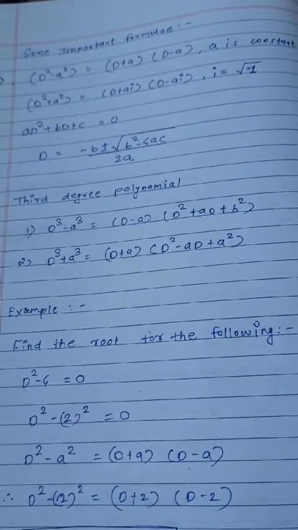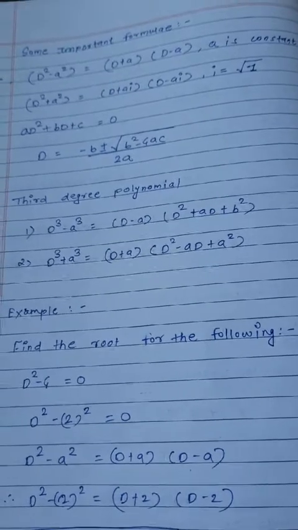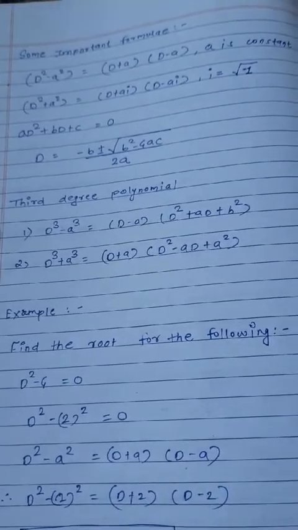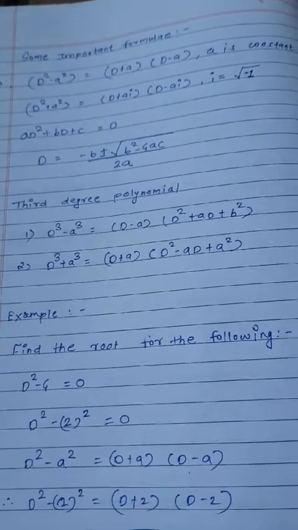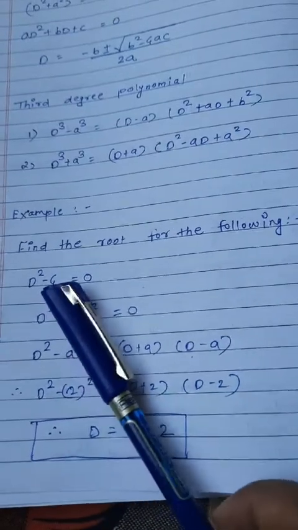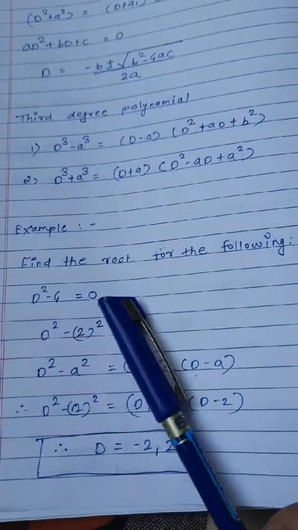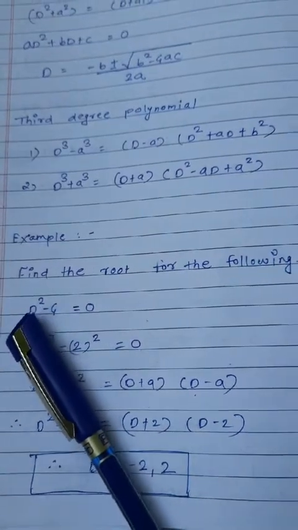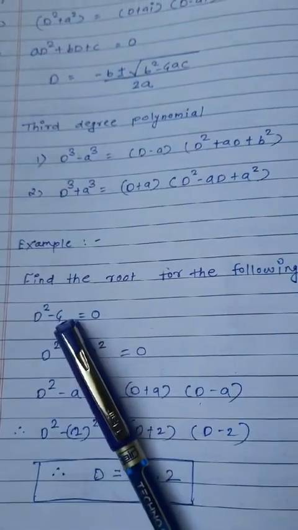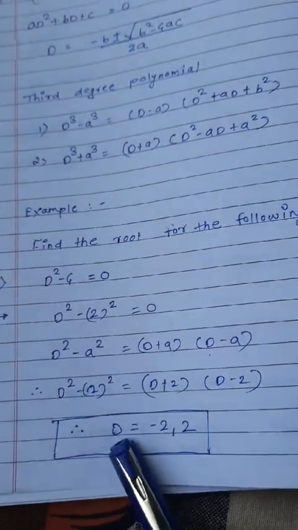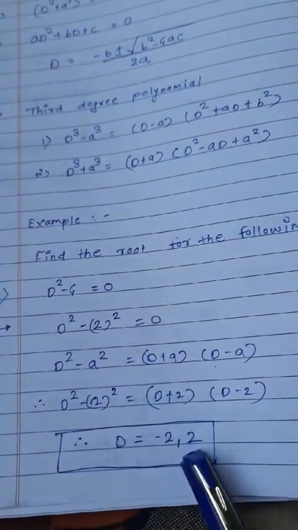Now we are going for the second lecture of LDE. In the last lecture, I told you that your CF depends on your root. Now, what is root? Consider this equation, that is d square minus 4 equals to 0. Root means finding the value of d such that it will satisfy this equation. The answer of this question is d is equals to minus 2 comma 2.